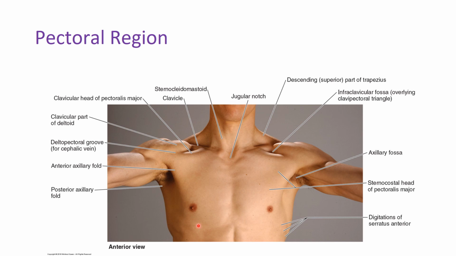Now, in total, there are going to be 4 muscles that we're going to talk about that overlie and originate in the pectoral region, and all of these are going to be associated with upper limb movements, so they're not going to be considered intrinsic muscles of the thoracic wall.